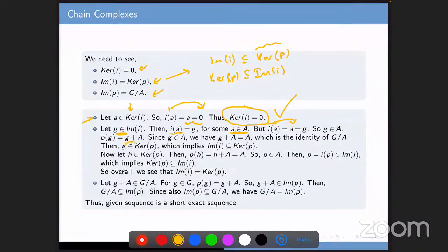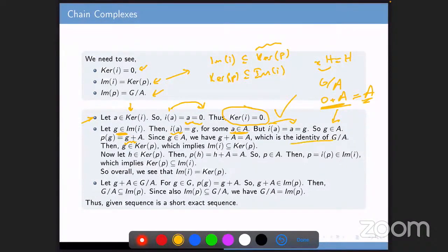Since G is a member of A from here, we have that G plus A is equal to A. Remember, we had X plus H equal to H when X is a member of H. The same story here, G is a member of A. That's why G plus A is equal to A, which is the identity of this group G over A, right? 0 plus A is the identity of this group. We can denote it as A also.